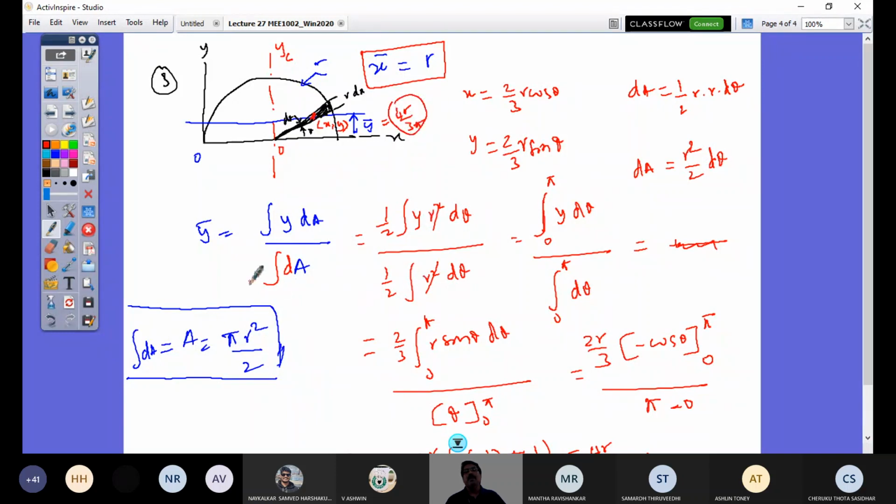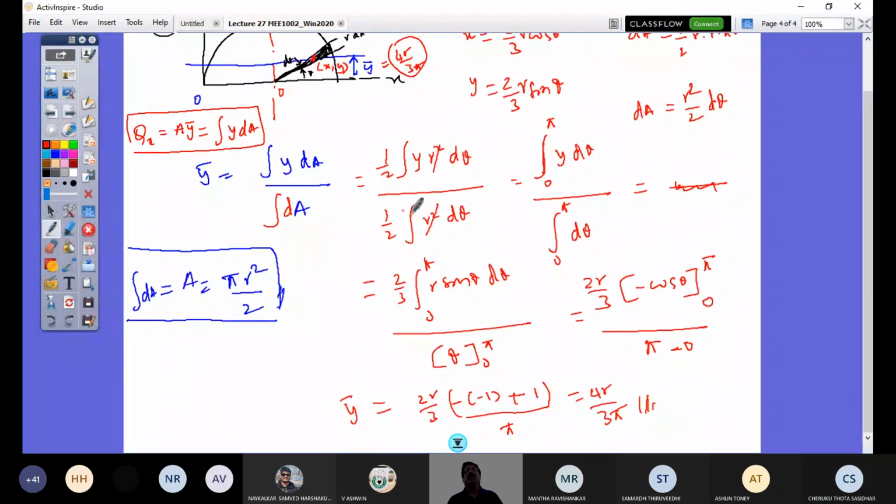I should use the first moment of my semicircle about the x-axis that I should find out. So what I have got here is the first moment about the x-axis, Qx. That Qx is going to be A into y bar, which is the integral of y dA. So this is what I have used to find my y bar. This is how you can understand.